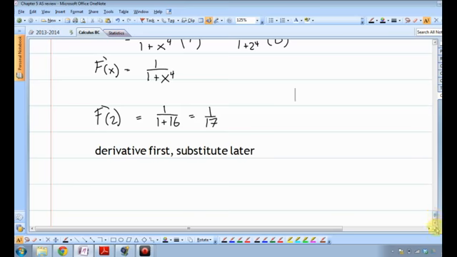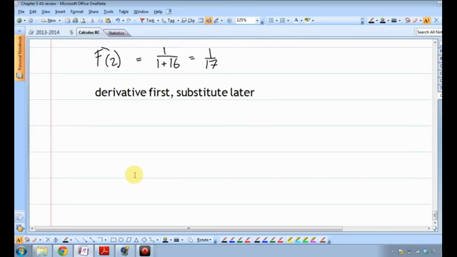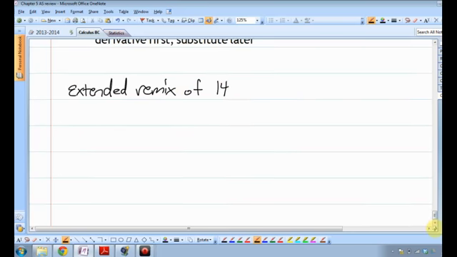Okay. Let's get to that suggestion. Let's extend the problem a little bit. Extended remix of 14. So what if we took the suggestion and we changed both limits like that, dt, and we took the derivative of that?